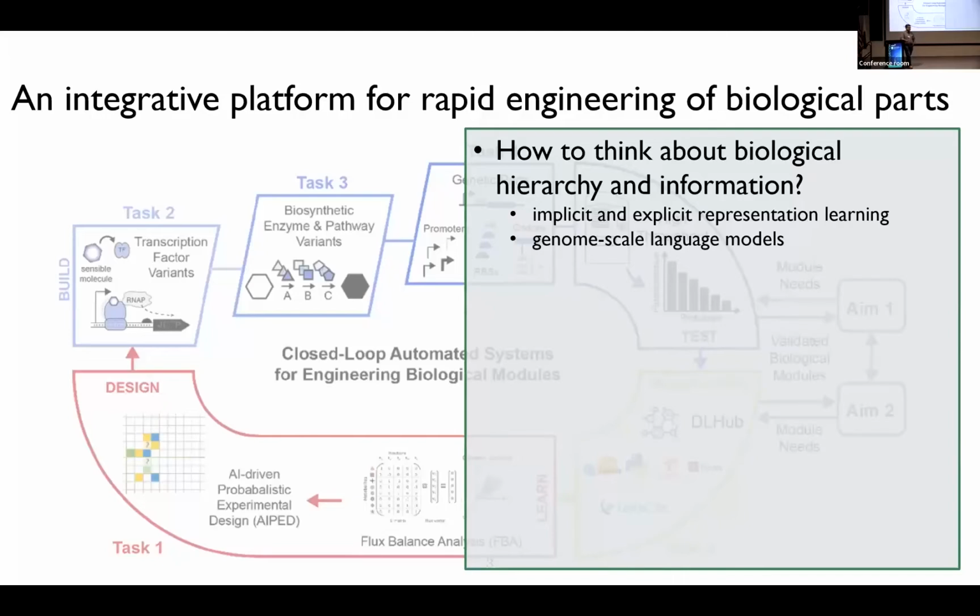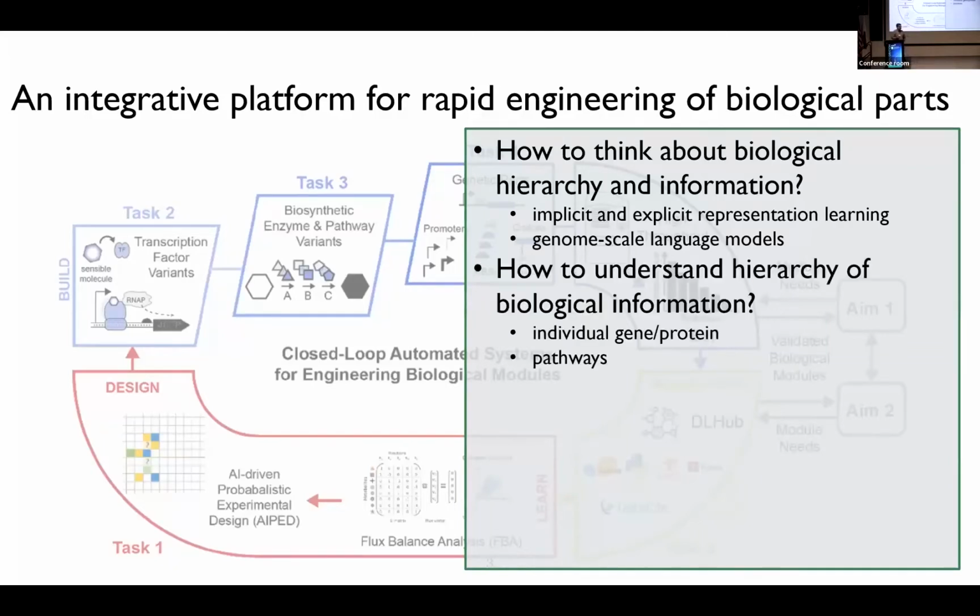So a DNA, which is basically a nucleotide sequence, codes for that particular protein, and that protein performs certain functions. So how do we think of this biological hierarchy and information explicitly? Or how do we think of it in terms of an implicit representation? A lot of it has to do with the fact that the current models for learning representations of biological hierarchical information are kind of hard. And in this context, we'll introduce something called genome scale language models.